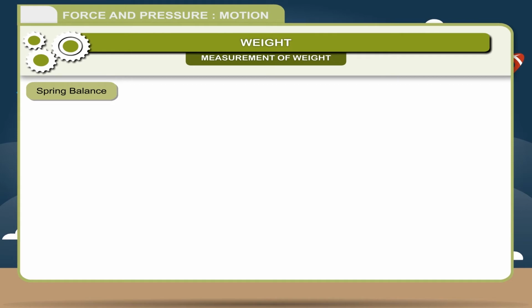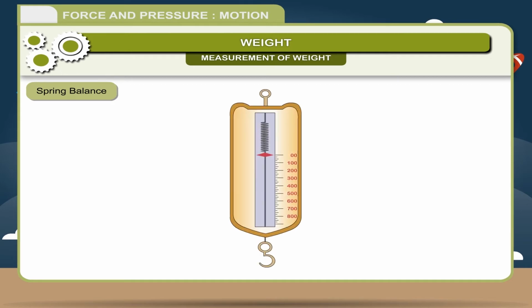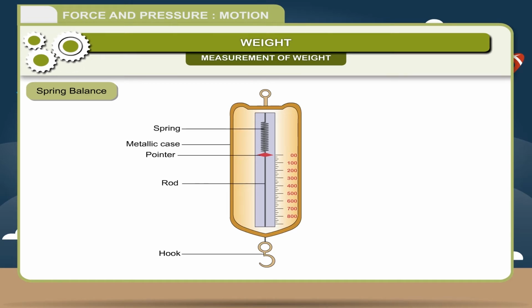Spring balance. It is an instrument used to measure the weight of a body. A pointer and a long rod ending in a hook are attached to its lower end. The spring is enclosed in a metallic case, so that the pointer moves on a scale fixed to it, and the hook hangs out of the load. At the top of the case, a metallic hook is attached to hang the balance.